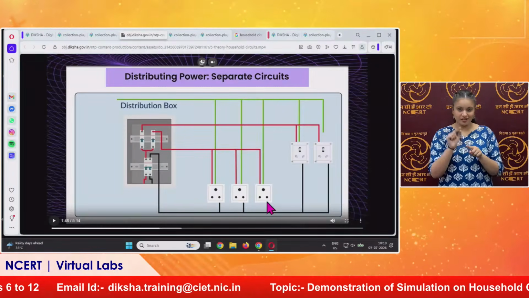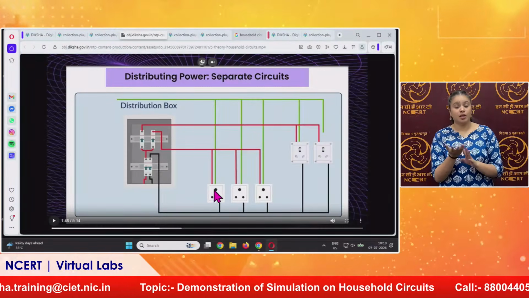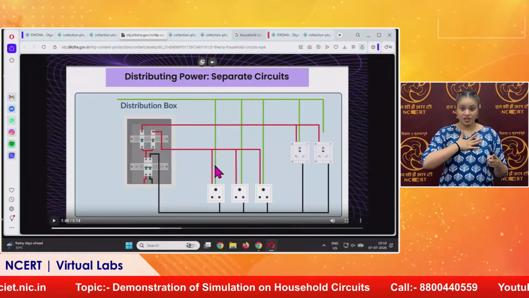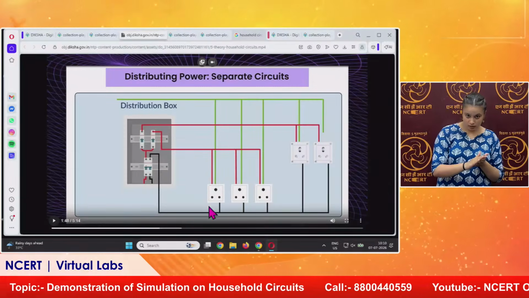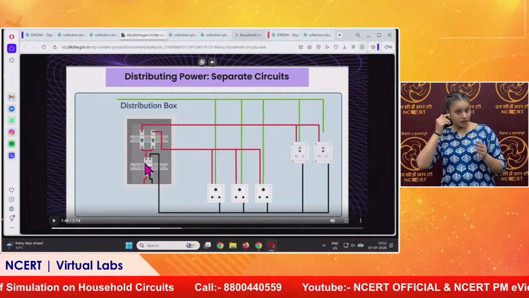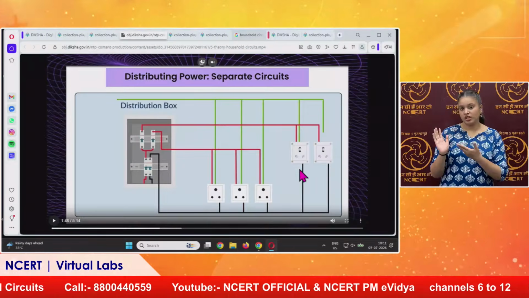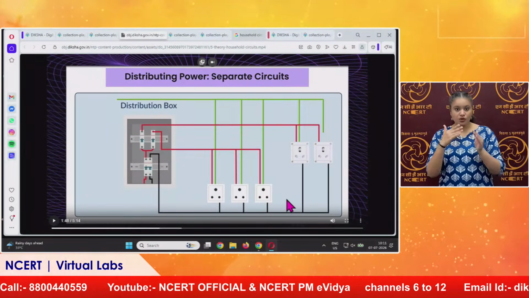You can see this, and each switch has 3 terminals, 3 points. This green one is for the earth wire, this red one is for the live wire, and this black one is for the neutral, and how they are connected. Now here you have seen 2 kinds of switches. At home also we see 2 kinds of switches.